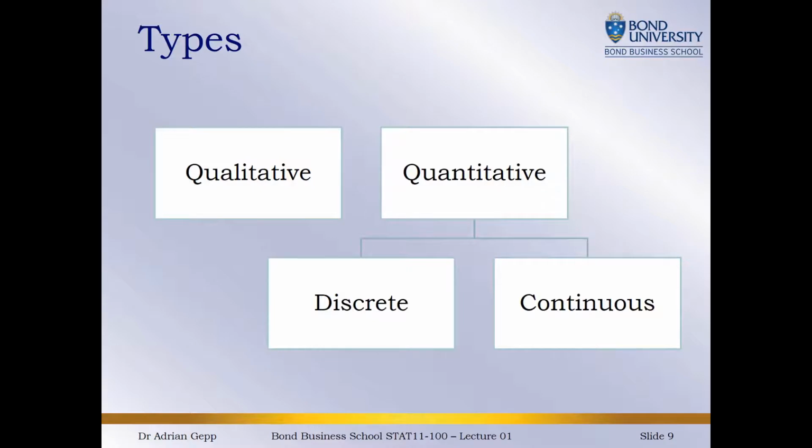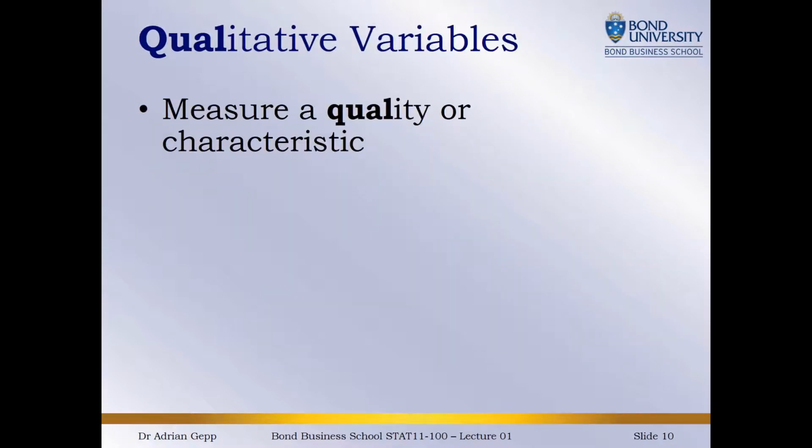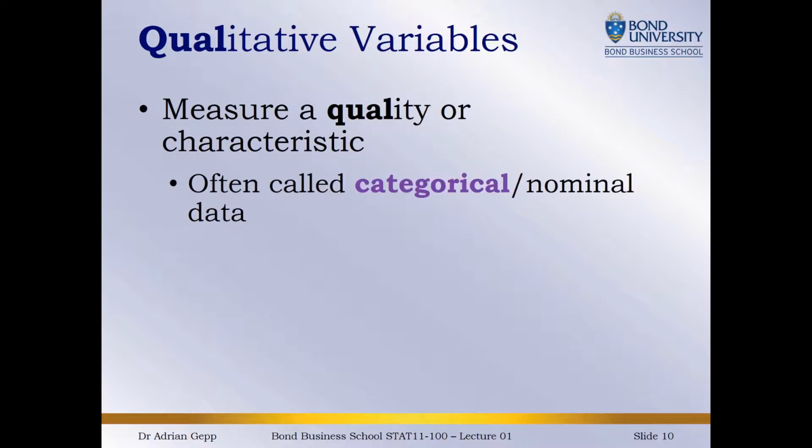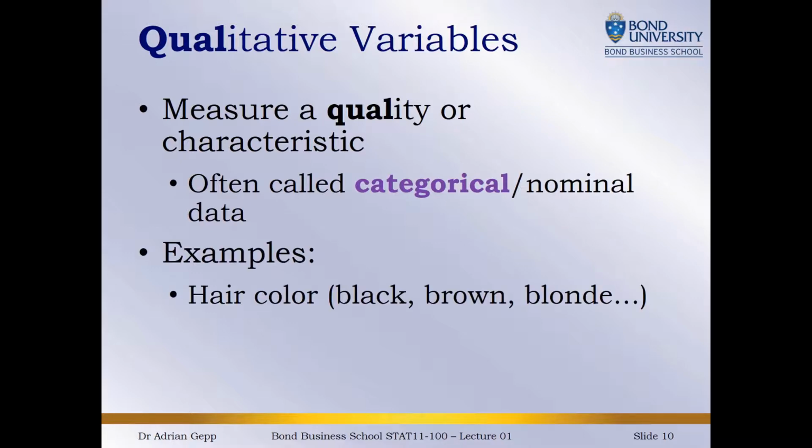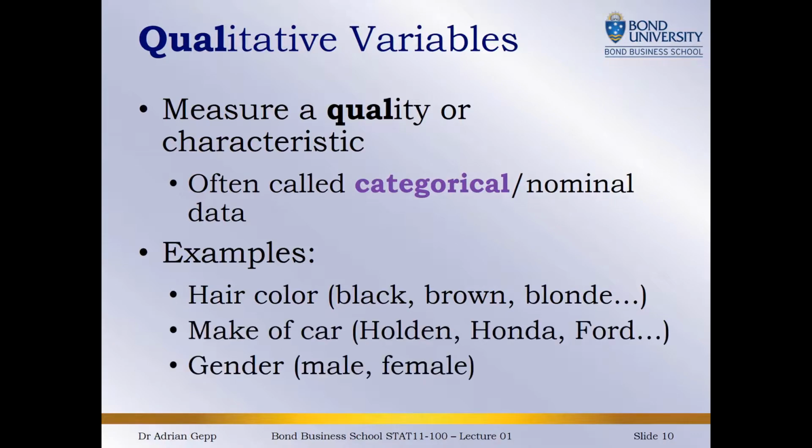Now these are quite easy to remember. Qualitative variables measure a quality or a characteristic, not numbers, not numeric. Other words might be categorical or nominal data, if you've heard these before. Things like hair color: brown, blonde, black, red. Notice it's not a number, it's a quality, non-numeric. Maybe it's the make of a car. It could be Toyota, Mazda, Suzuki, Holden, Honda, Ford. Different makes of cars. Again, it's a quality, not a number.